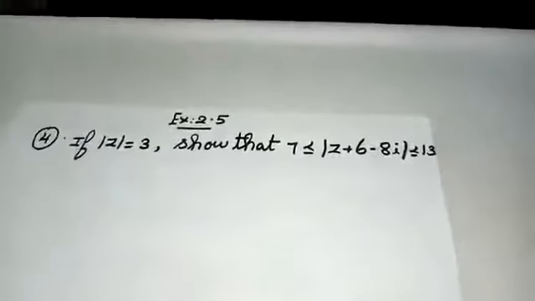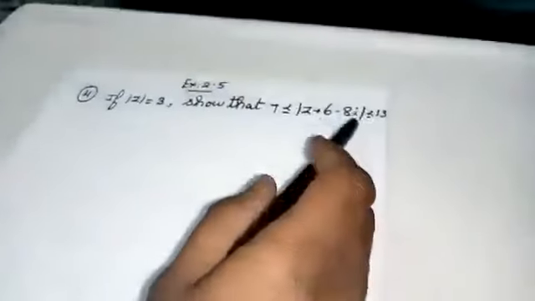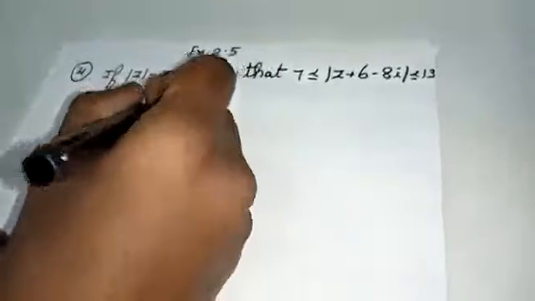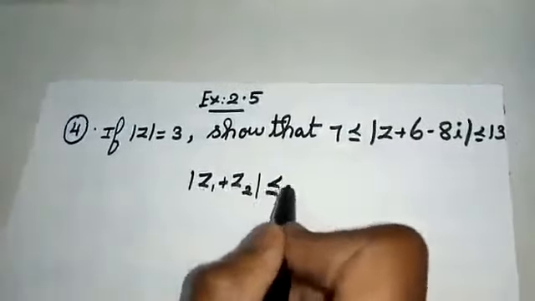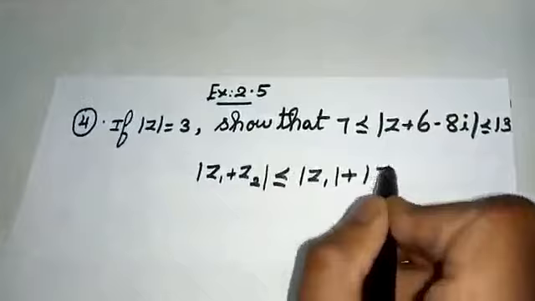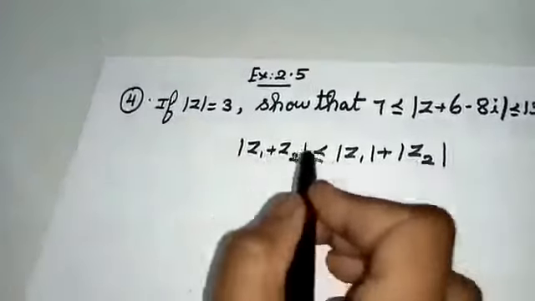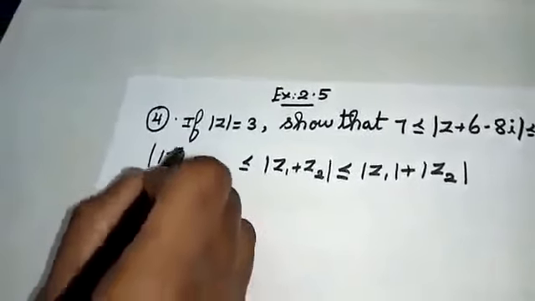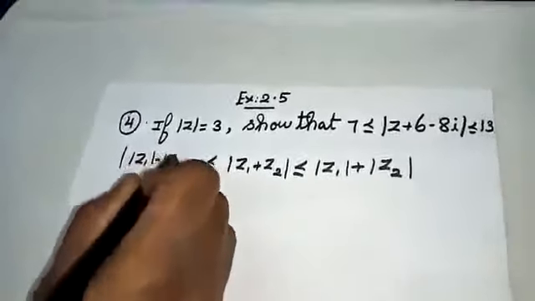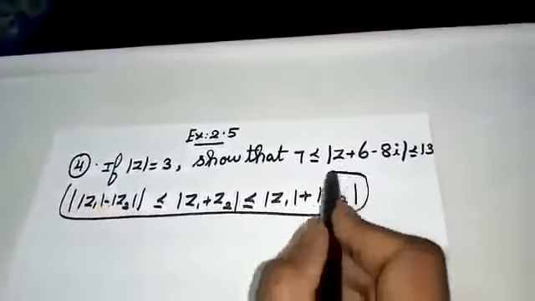Next we are going to see the fourth sum. If modulus of z equal to 3, show that. They are asking you to show this condition. First, what I am going to do is, I am going to use a formula here, students, that is modulus of z1 plus z2 is less than or equal to modulus of z1 plus modulus of z2. So what is the property, this one? This is known as triangle inequality. Before this, I am going to write another thing, that is modulus of z1 minus modulus of z2. Using this property, I am going to prove this sum.